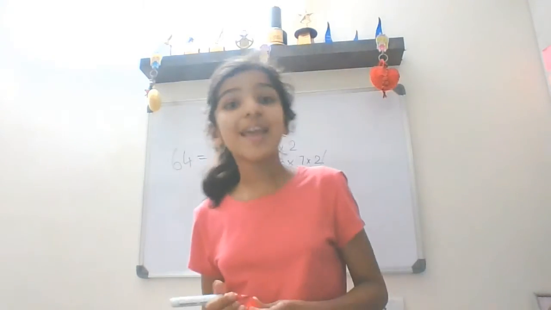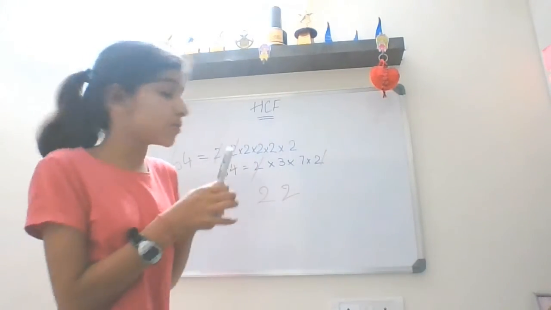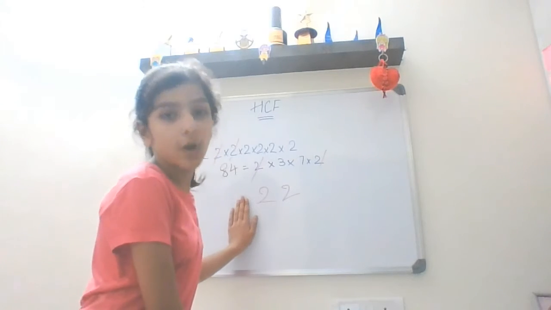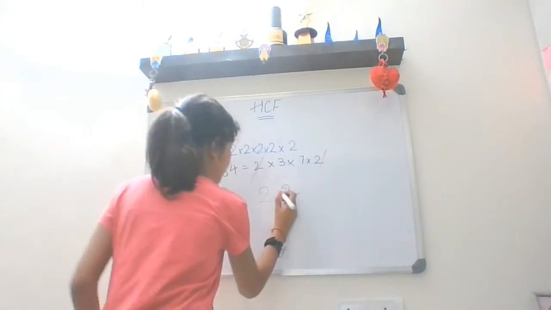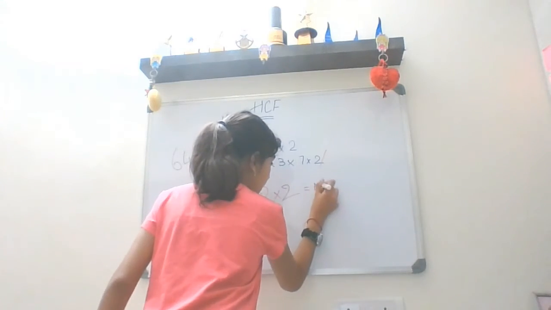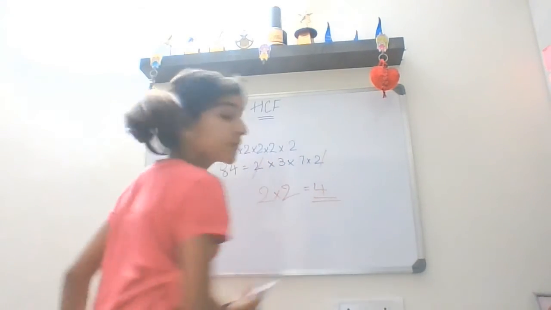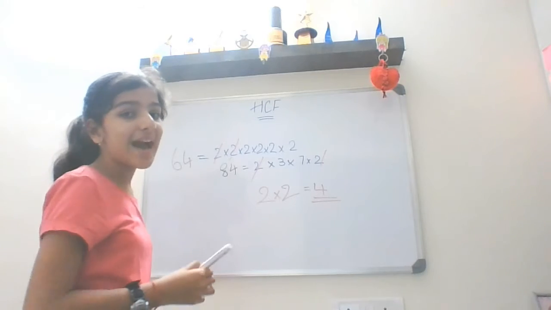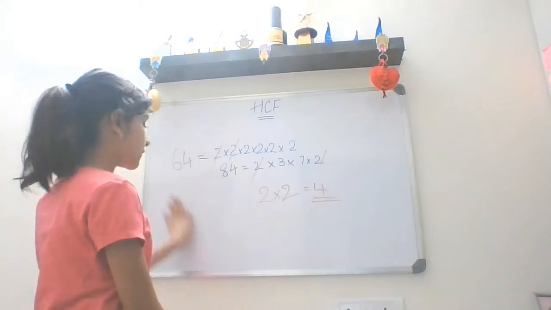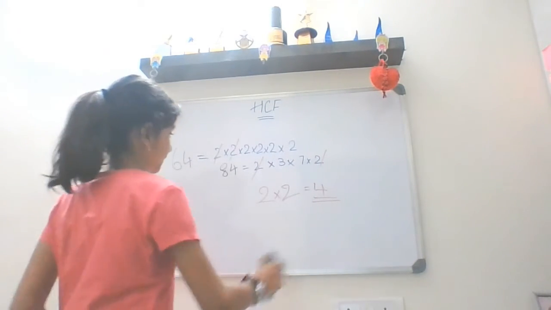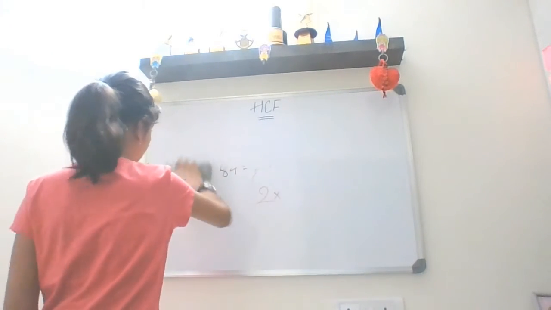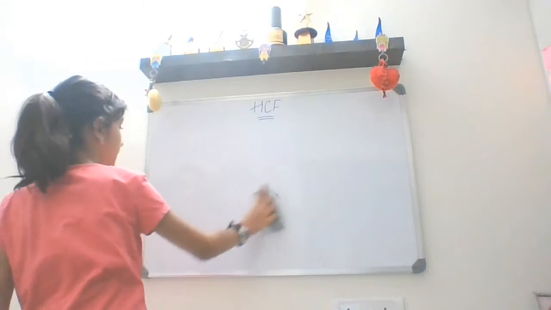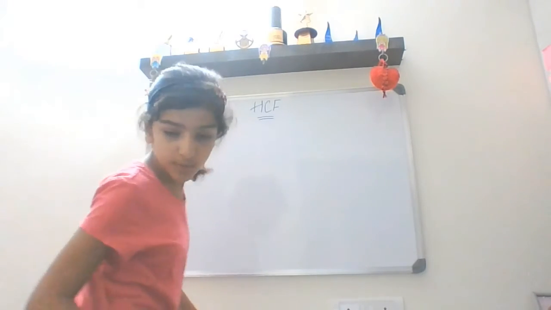Now how to find the highest common factor? To do so, multiply the common factors together. So 2 into 2 is equal to 4. So we got our answer, 4. So 4 is the highest common factor of 64 and 84.